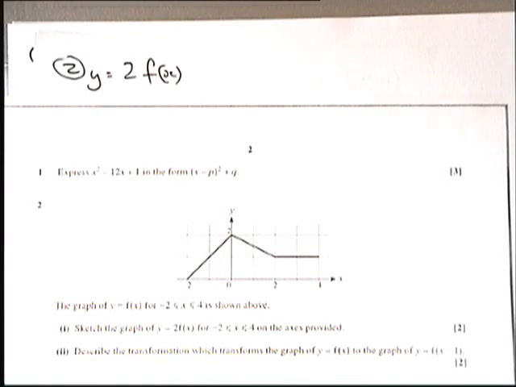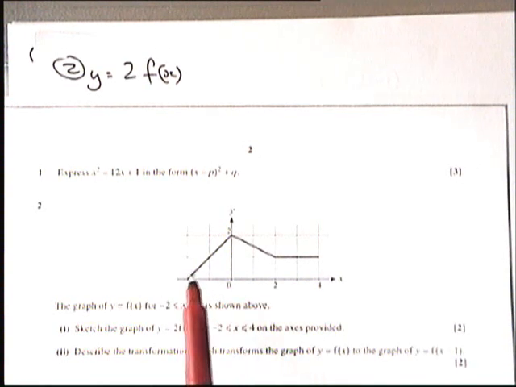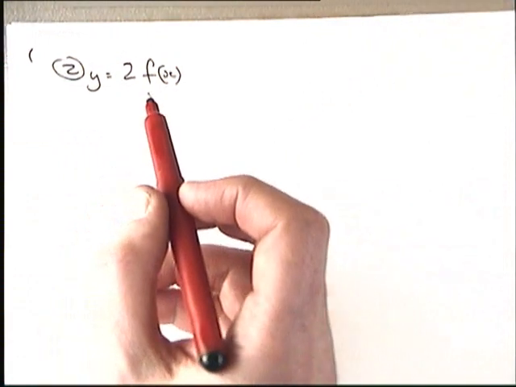In question 2, we're given a sketch of a graph between -2 and 4. We're asked, first of all, to sketch the graph of y equals 2 f of x. And this is the same, so basically between the same x values. So this is what we've been asked to sketch.